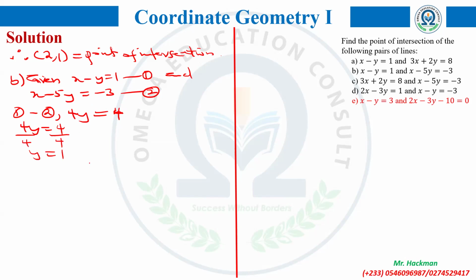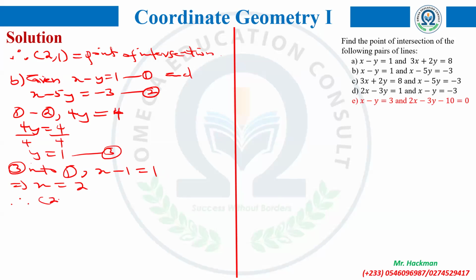So now what do we do? We label this as equation 3, and we use 3 to find x. So I'll substitute equation 3 into any of the 2 original equations, but this would be better because it has smaller values. So into equation 1, that will give us x minus 1 is equal to 1. So this implies that I will get x to be equal to 1 plus 1, which is 2. So again, my point of intersection will be (2, 1).